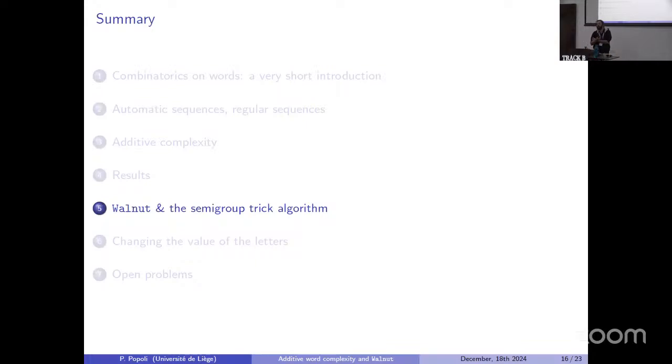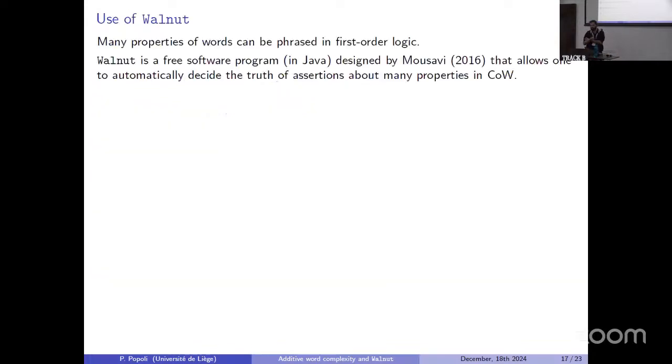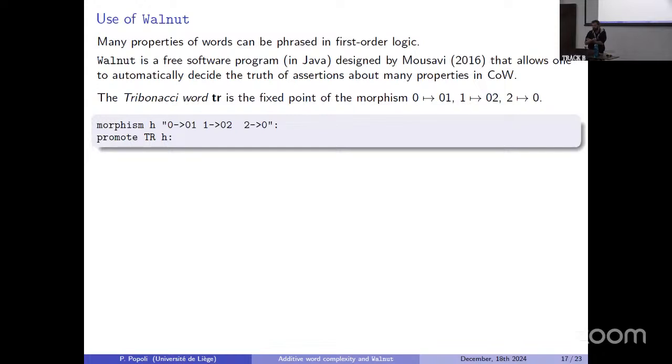So now I say a few words on how to use Walnut. Walnut is a free software that allows us to automatically decide some properties in combinatorics on words. In fact, many of the properties that we have seen can be phrased in first order logic. So for instance, the Fibonacci word, and we see that the syntax of Walnut is very easy. So I can give the morphism to Walnut like this.